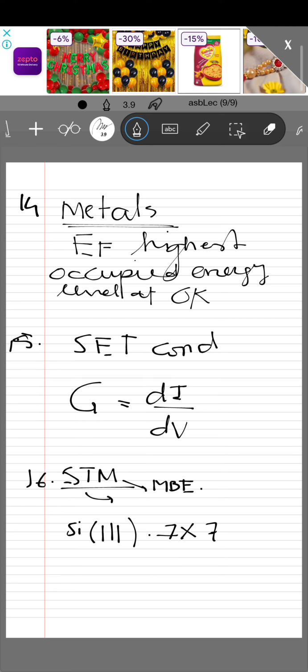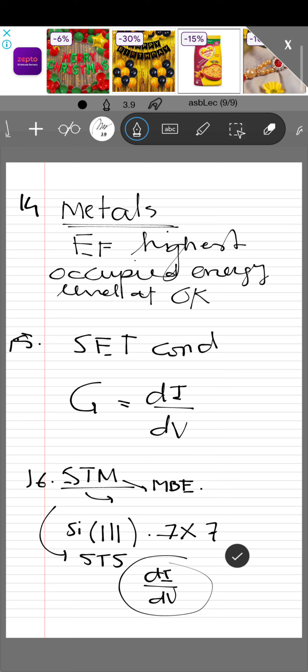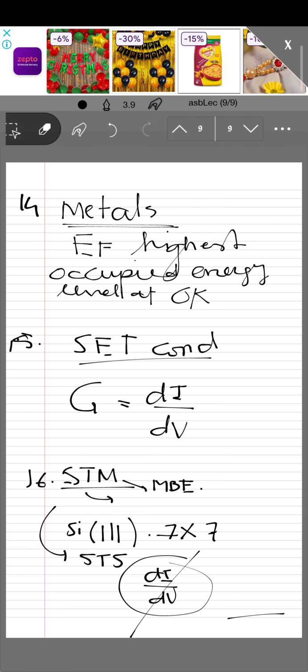This scanning tunneling microscope has an accessory called STS, scanning tunneling spectroscopy. So what does this scanning tunneling spectroscopy do? It simply takes the dI by dV plot, that is the conductance plot. So basically it is finding the differential conductance. Okay. Now the materials used in a single electron transistor.